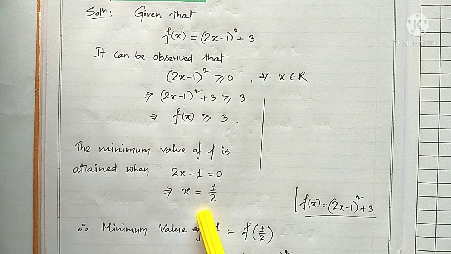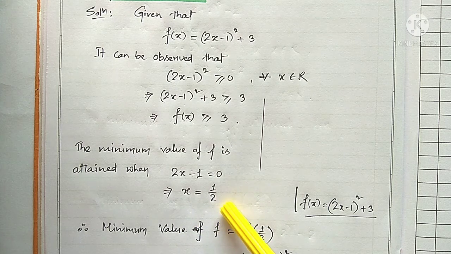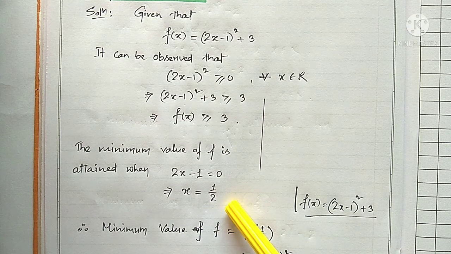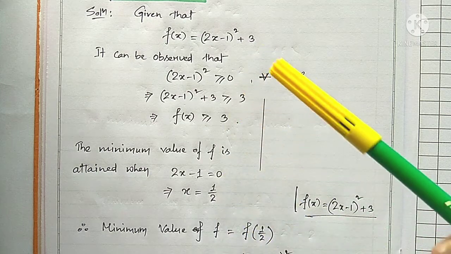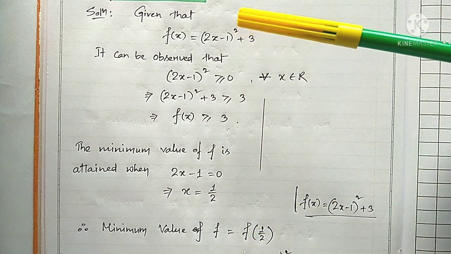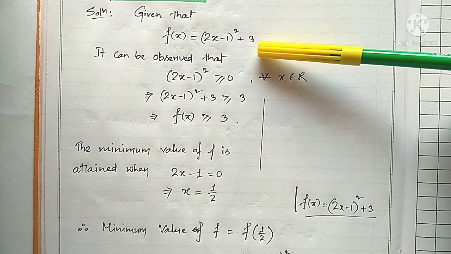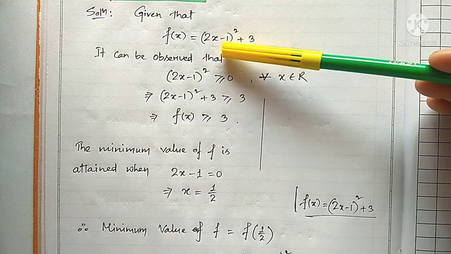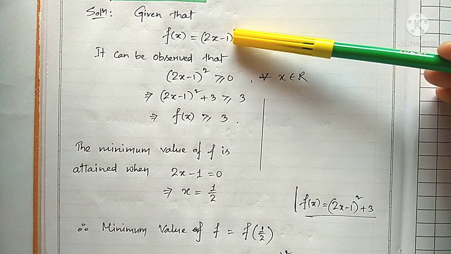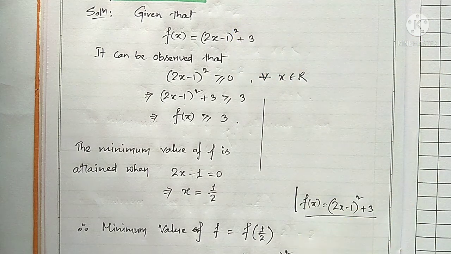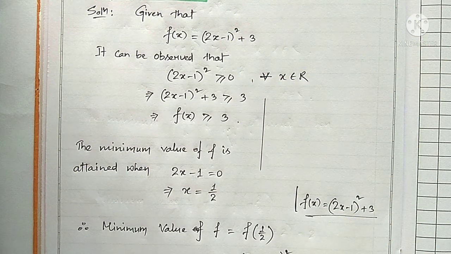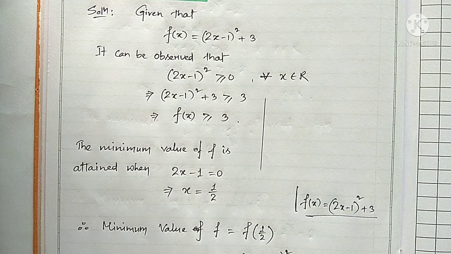Is it clear? This one you see. And this x = 1/2, we put into the given function, which is 2(x - 1)² + 3. After putting the value of x and calculating, we write f(1/2).